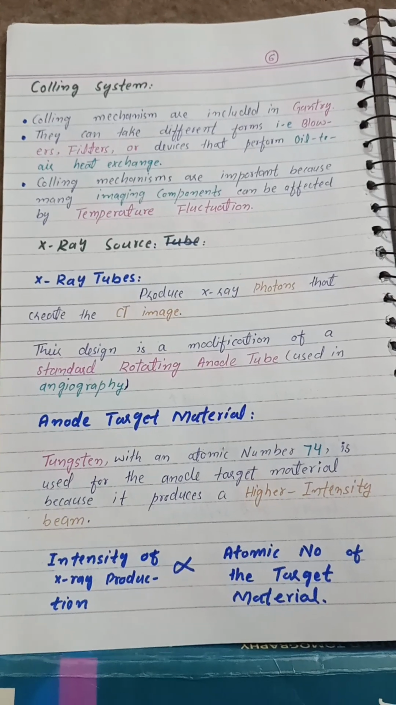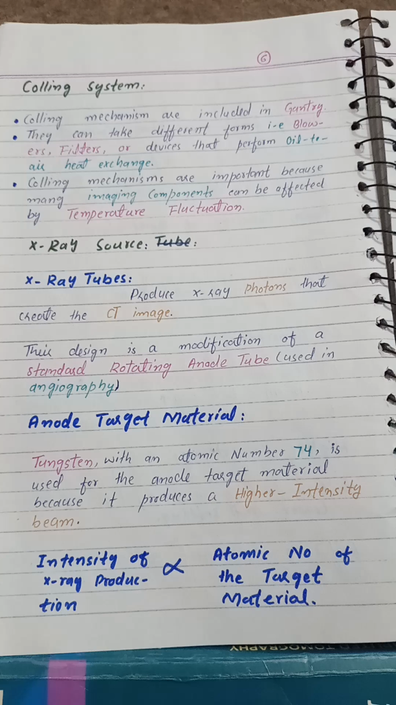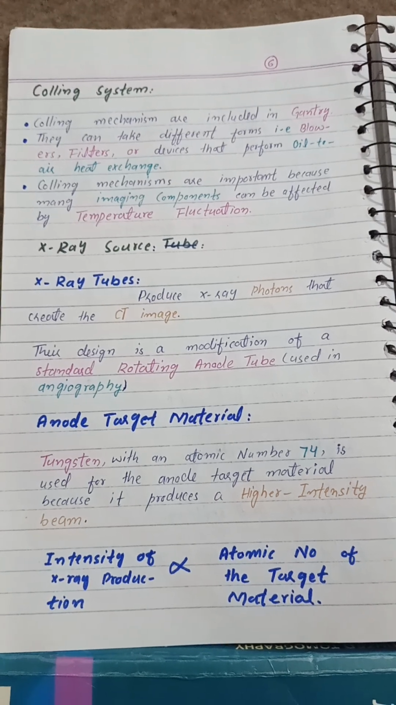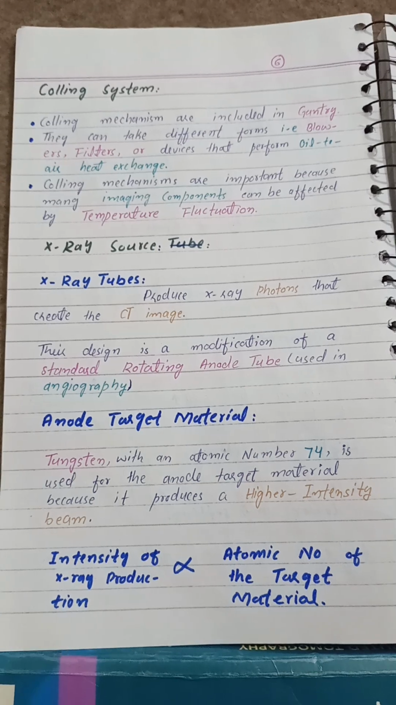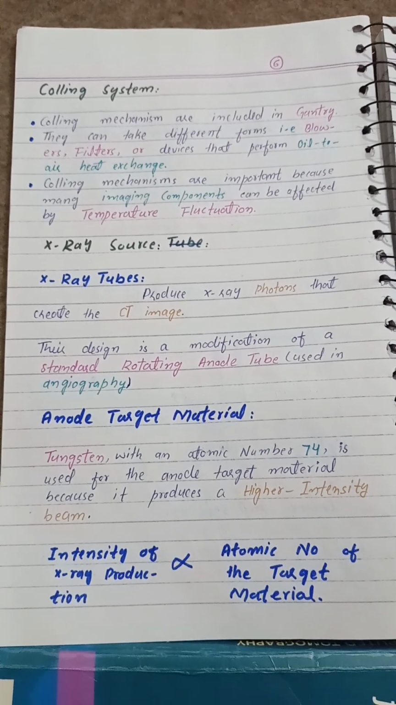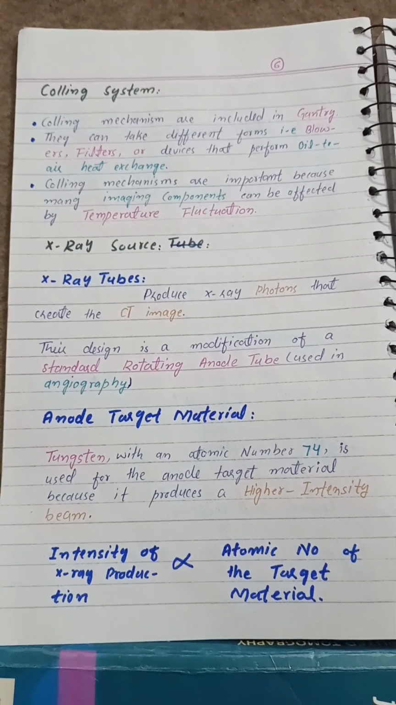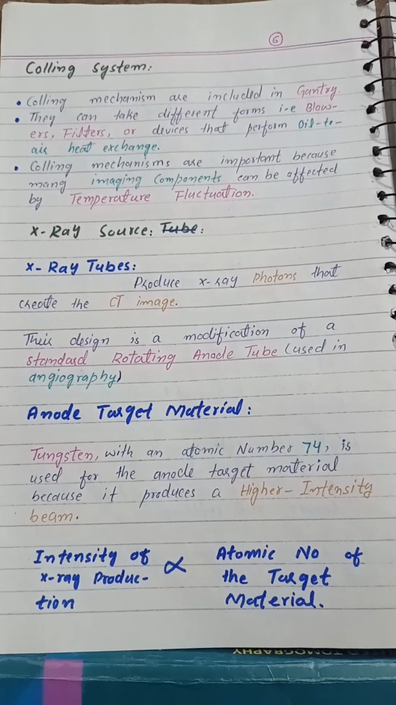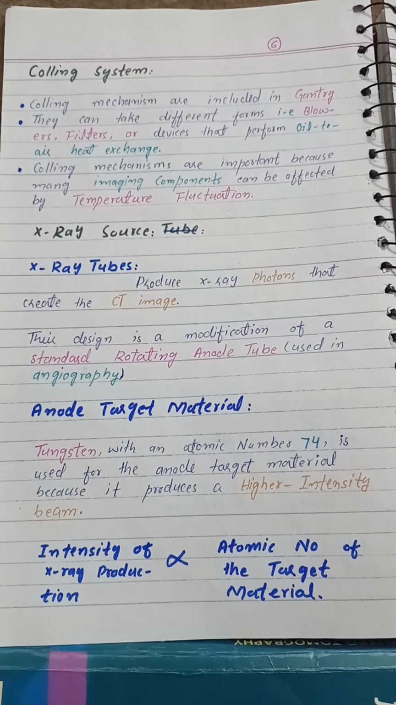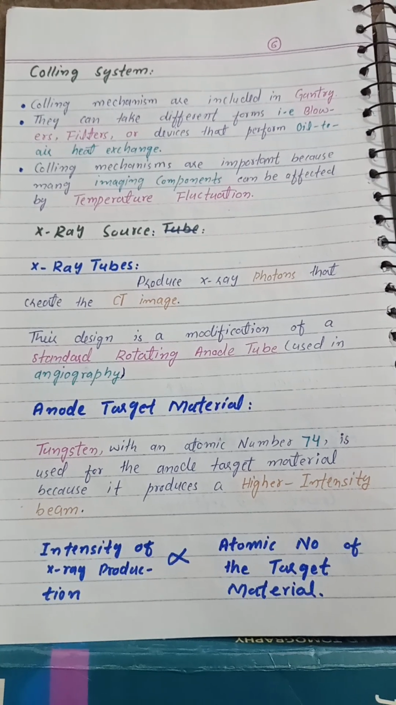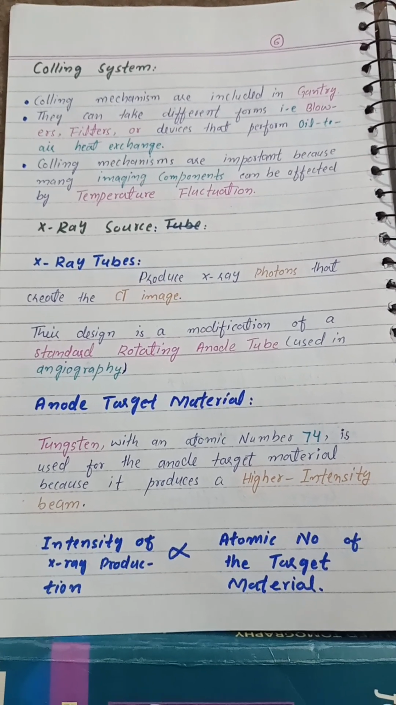Cooling system. Cooling mechanisms are included in the gantry. They can take different forms, that is blowers, filters, or devices that perform oil to air heat exchange. Cooling mechanisms are important because many imaging components can be affected by temperature fluctuation.